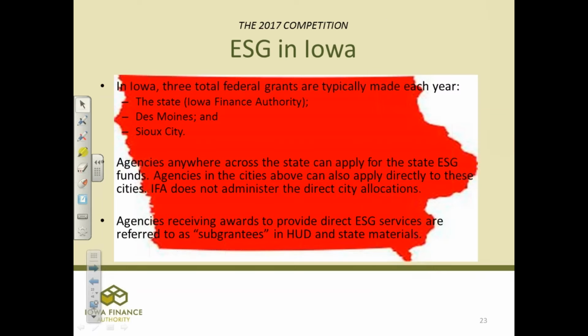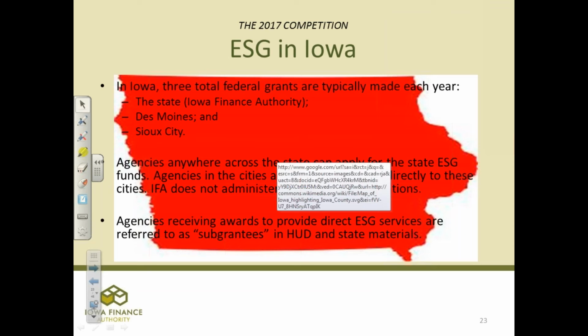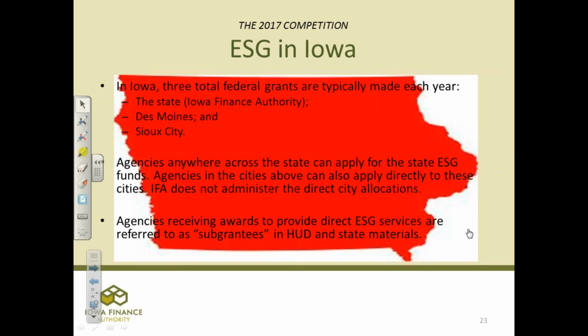All right, this competition. So ESG in Iowa, there are 3 total federal grants made each year to the state, or us, Des Moines and Sioux City. And so agencies across the state can apply for the state ESG funds, even if you're located in Des Moines or Sioux City. Even if you get ESG funds directly from one of those cities, you can also still apply to the state program.